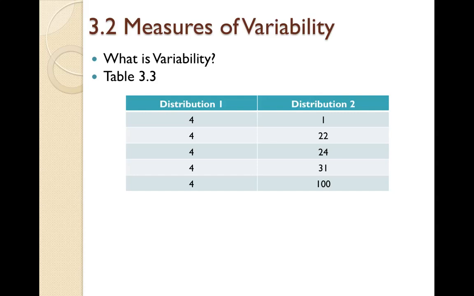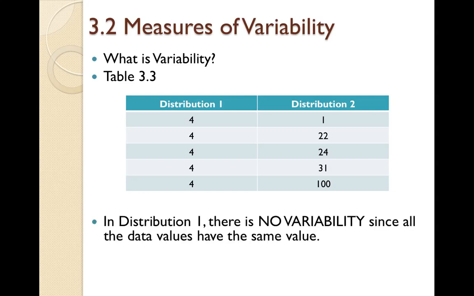If we look at two distributions, the first distribution, distribution 1, contains data values that all have the same value: 5 data values with the number 4. Distribution 2 has the numbers 1, 22, 24, 31, 100. So in distribution 1, we would say that there is no variability. All of the data values have the same exact value.